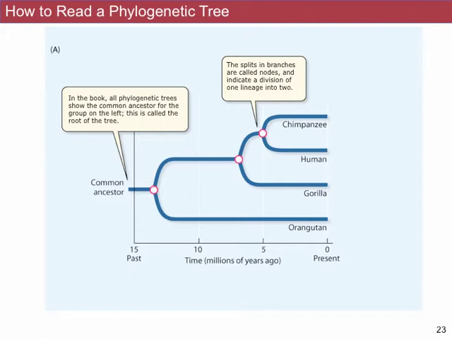In this tree, it represents multiple splitting events. So there was a split here, and a split here. These splits are also called nodes in the tree. The nodes represent both splitting events of a single lineage into two lineages, as well as, if you travel from the right side of the tree backwards in time, the common ancestor of a set of organisms to the right of that particular node.